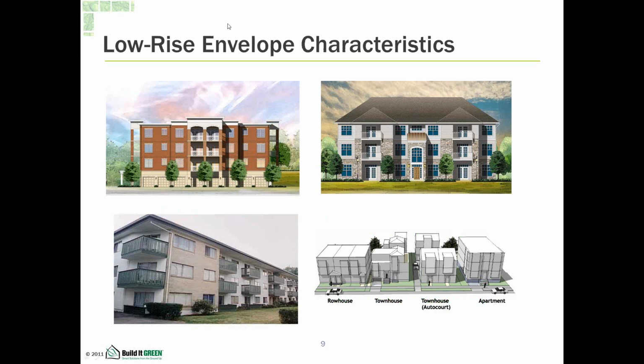So, low-rise envelope characteristics. Typically they're three floors or three floor levels maximum. The typical type you see is three floors built on top of a garage floor level, or just three floor levels built on a slab, like the one on the right and the bottom left. And on the very bottom right, we have different configurations of low-rise multifamily buildings. You have your attached row houses, your townhouses, your townhouses with auto courts, and your typical apartments, whether they be garden style or just like the ones in these pictures.